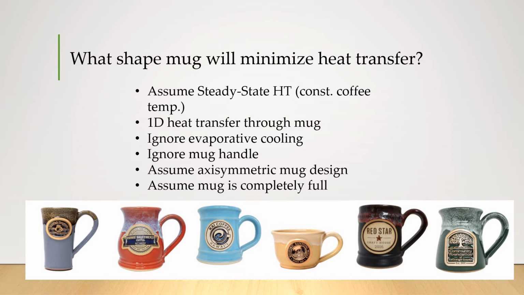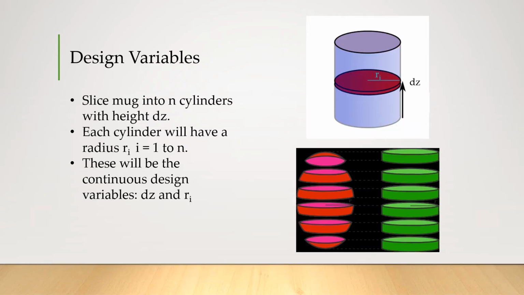I will assume that the heat transfer is steady state so that the coffee doesn't change temperature. I'll also assume that the heat transfer through the mug is one-dimensional and also ignore any evaporative cooling taking place. And then I will ignore the complex geometry of the mug handle. I'll also assume that the mug is axisymmetric and that the mug is completely full of coffee.